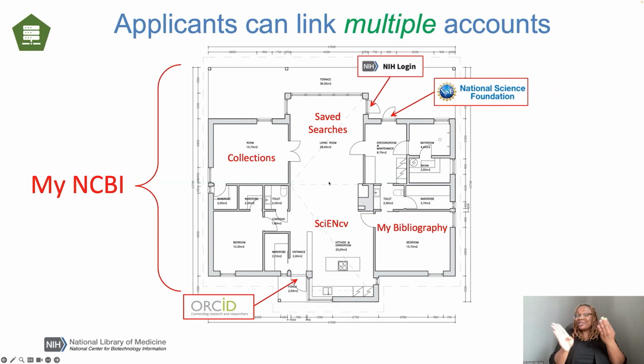We support over 4,000 different sign-in possibilities, and you can have multiple ones added. So your house has several different doors you can enter to get into your house, and same for your MyNCBI account. If you have your Research.gov, you can set that up. You can enter your house that way. If you also have an NIH eRA Commons account, you can link that to SciENcv, access it through either of those doors. So you have several different options, and they can work simultaneously for you.